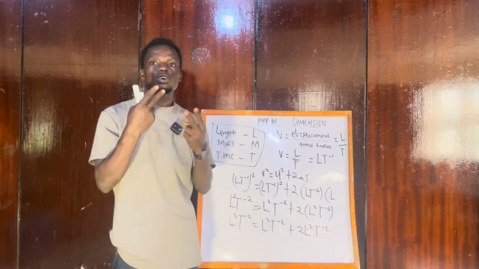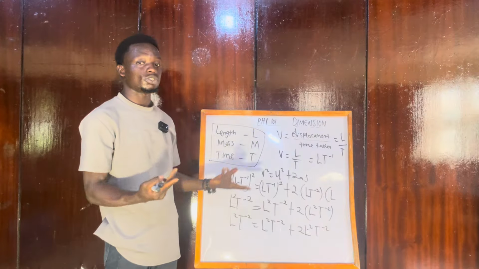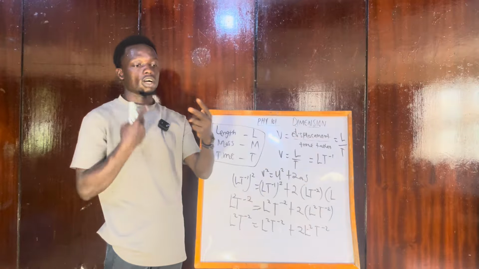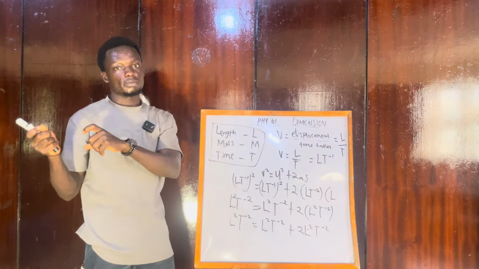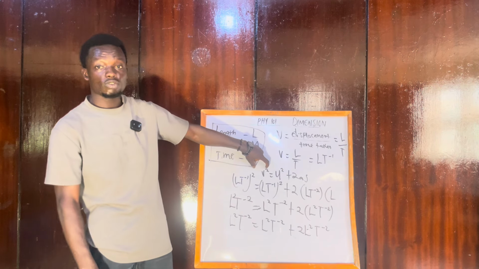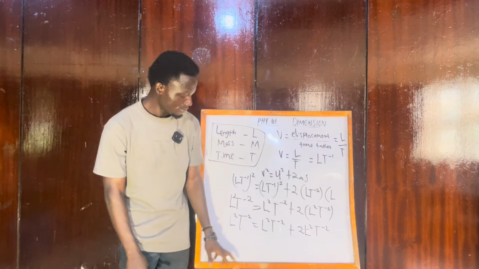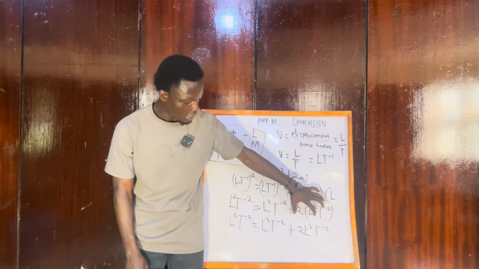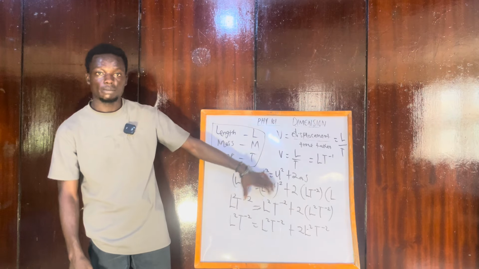You cannot subtract or add two quantities whose dimensions are different. You can only subtract a quantity from another, or add a quantity to another quantity, if those quantities have the same dimension. And for them to be equal to another quantity, that quantity they are equal to must also have the same dimension as them. Now we can see that this has the same dimension as our 2as, and they are also equal to a particular quantity that has the same dimension as them.